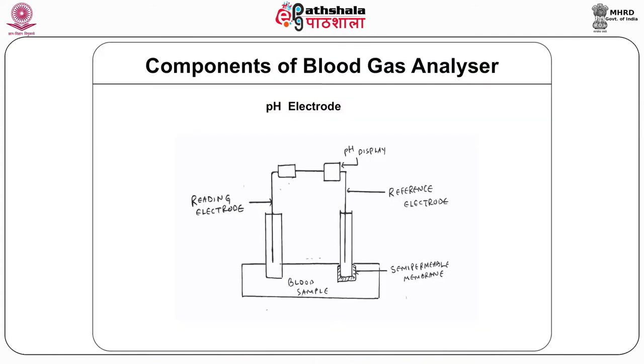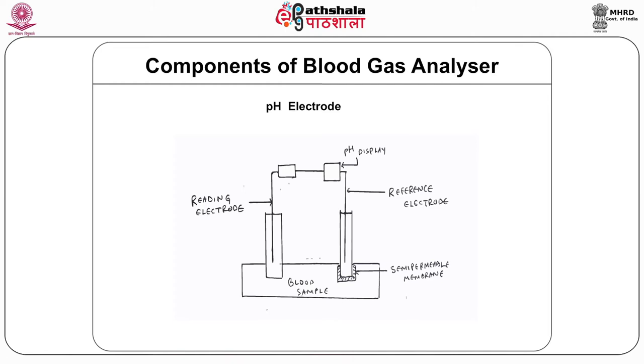First, we will be seeing the pH electrode. As discussed at the start of the module, the pH has a very vital role to play in the body. Here, in this segment, we will discuss the measurement of pH in the blood. It consists of a reading electrode, an amplifier, a pH display, and a reference electrode. Now, let's understand each in a little more detail.